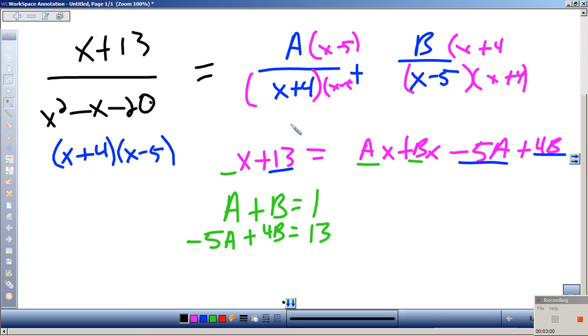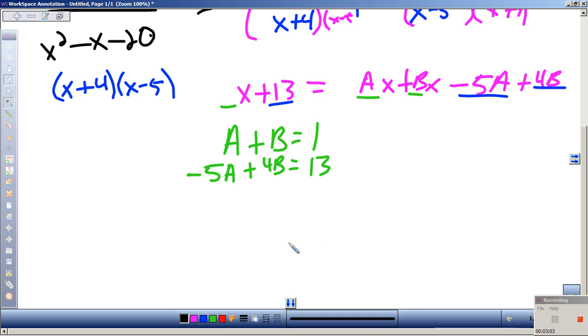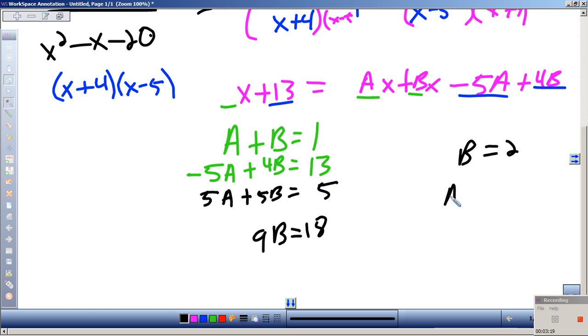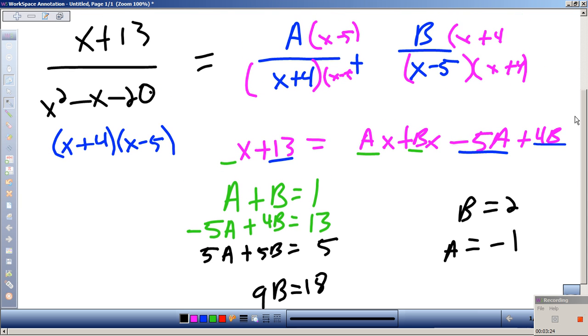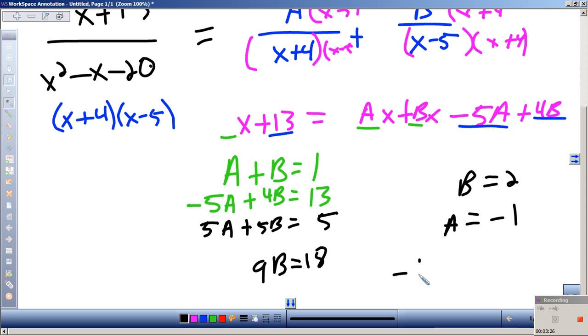Okay, so what do I do to solve this? Yeah, multiply by 5. You get 5a plus 5b equals 5. Are you trying to eliminate the A? Yeah, I just decided to do that one. So I get 9b equals 18, b equals 2, therefore a equals -1. So then our answer: -1 over x plus 4 plus 2 over x minus 5.